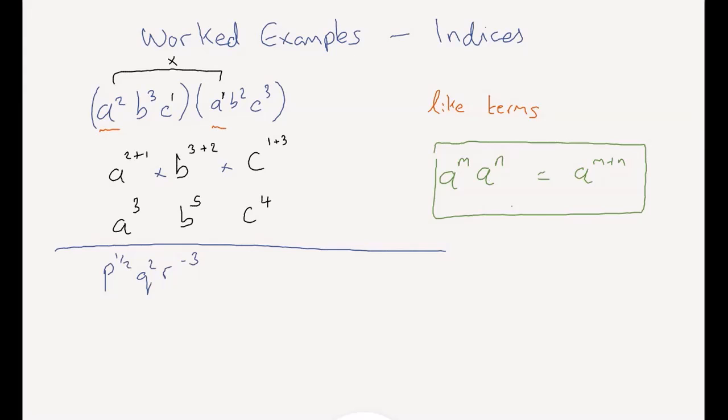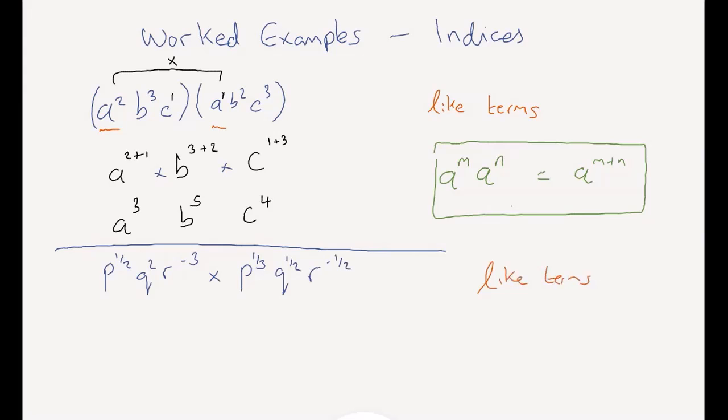And all that is multiplied, this time I'm going to use a multiply sign, by p to the third, q to the half and r to the minus a half. Okay, so we've got some fractions and negative numbers going on this time. So again, let's look for like terms.